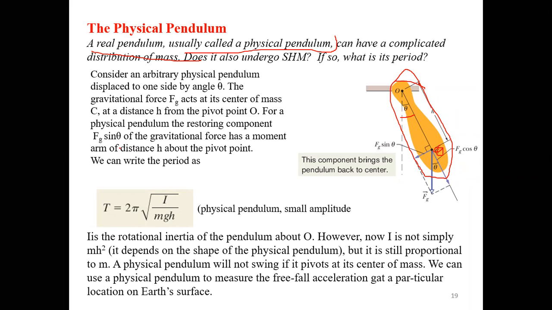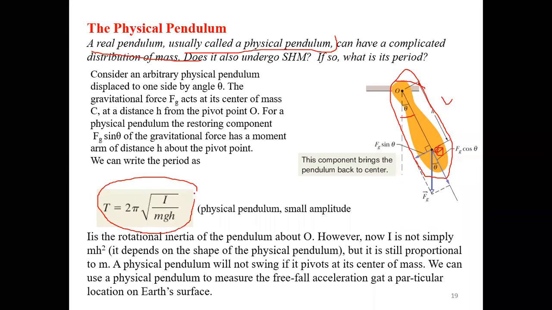The Fg sin theta component of the gravitational force has a moment arm of distance h, like in the case of the simple pendulum, where this distance was L. So we can write that the time period T is 2π root over I by mgL previously. Now it will be T equal to 2π root over I by mgh.